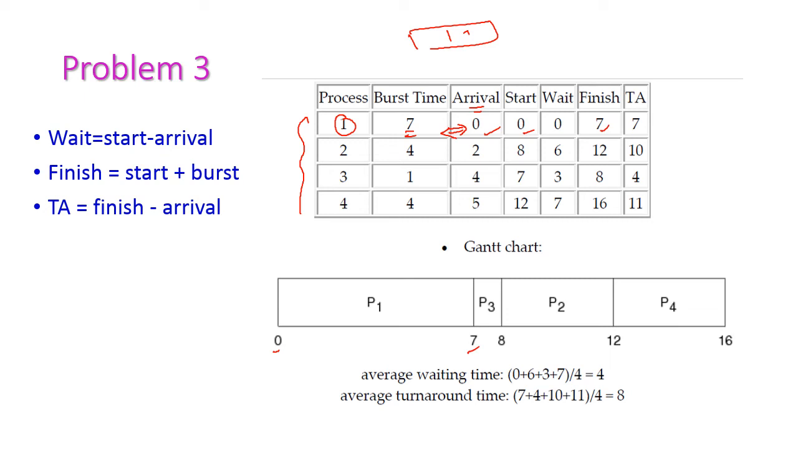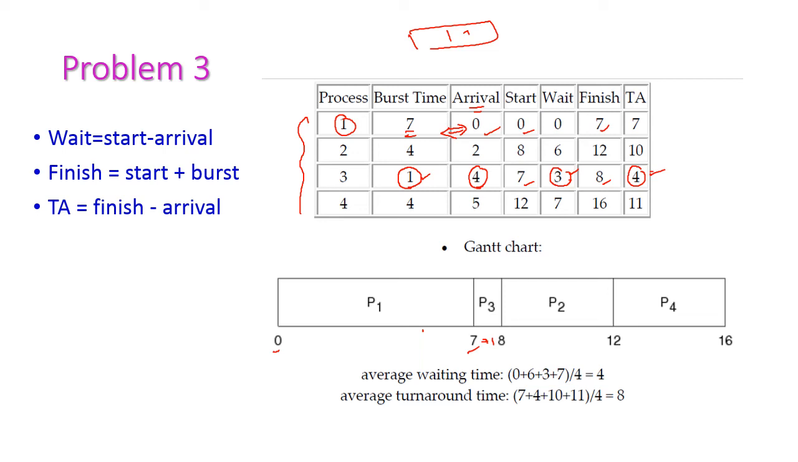See, next P3 is having the shortest burst time. It arrives at 4, that is before 7. So this will start executing next. The burst time is 1, so 7 plus 1, which is equal to 8. Okay, starting time 7, finishing time 8. And waiting time, so start time minus arrival time, that is waiting time. Okay, 7 minus 4 equal to 3. And turnaround time, finishing time minus arrival time, that is 8 minus 4, which is equal to 4.